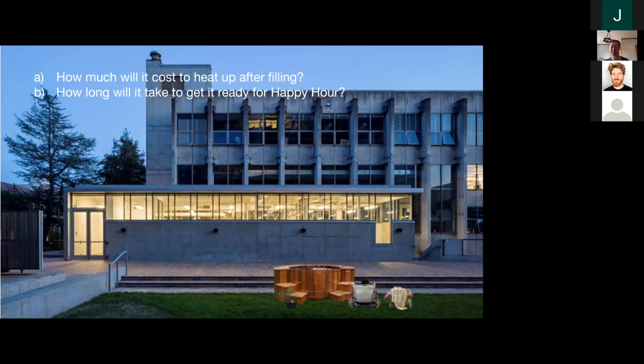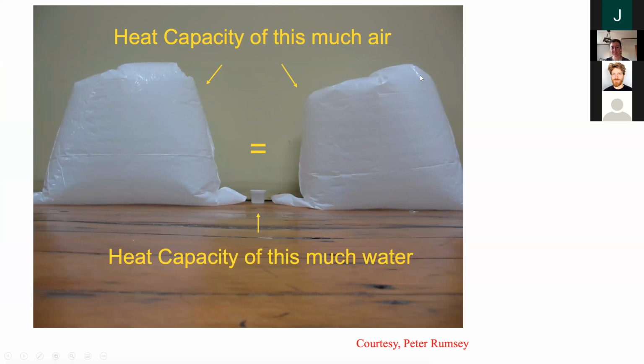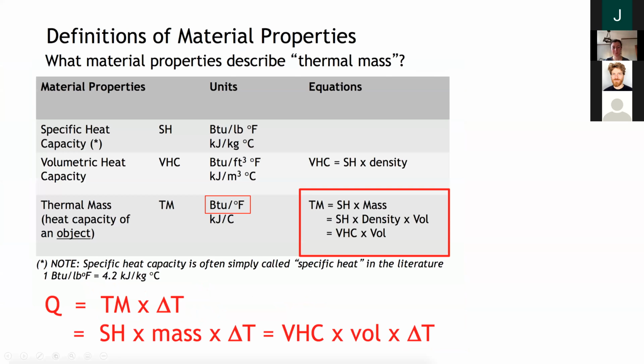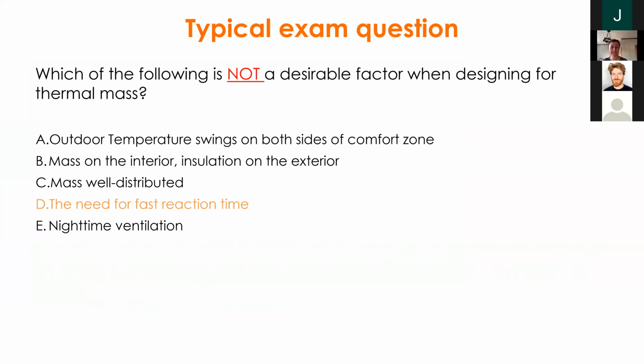But you've also seen, Sierra, yeah. Sorry. So there was a question about the typical exam question. I'm wondering if we should go back to that now or after the thermal mass section. Sure. One of the multiple choice or true or false questions, the first one on slide 28: what is not a desirable factor when designing for thermal mass.